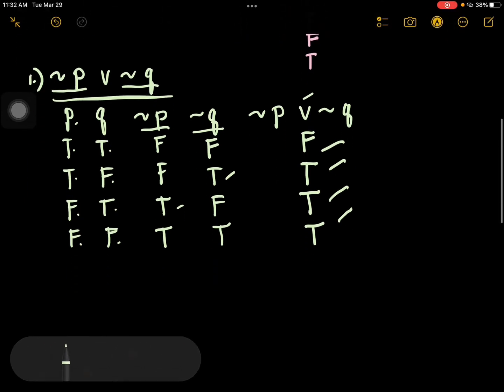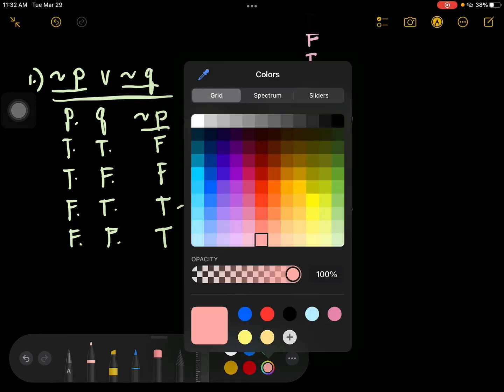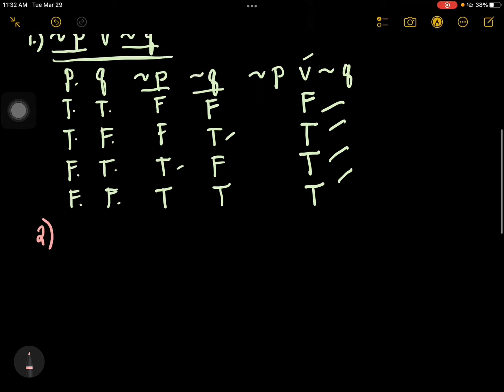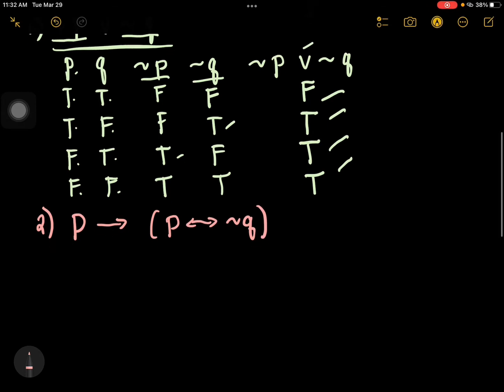Next is number 2. Number 2 example: if P, then P if and only if not Q. Meaning we need to have this first, the not Q, and then the P if and only if not Q, then the whole thing.